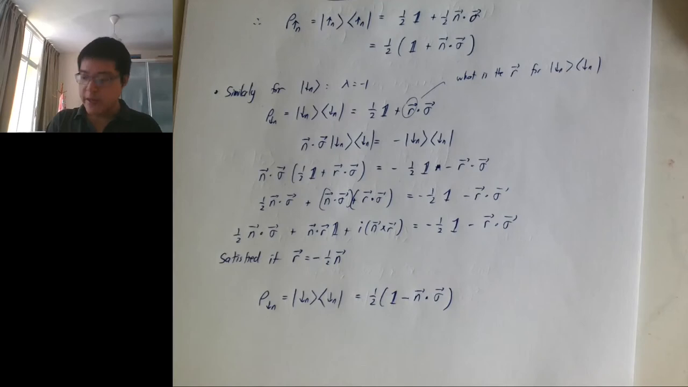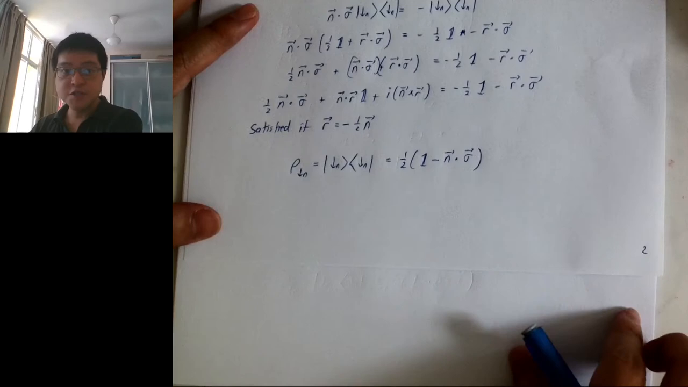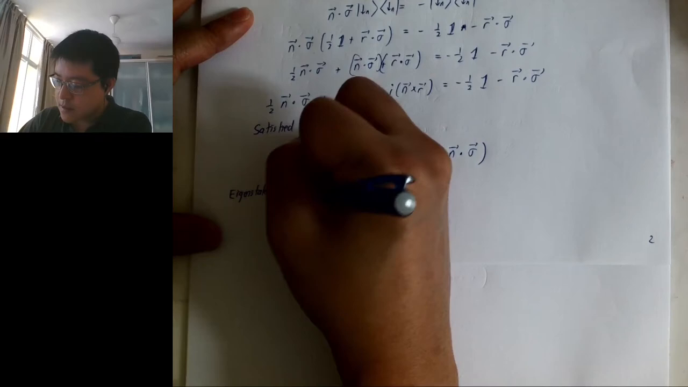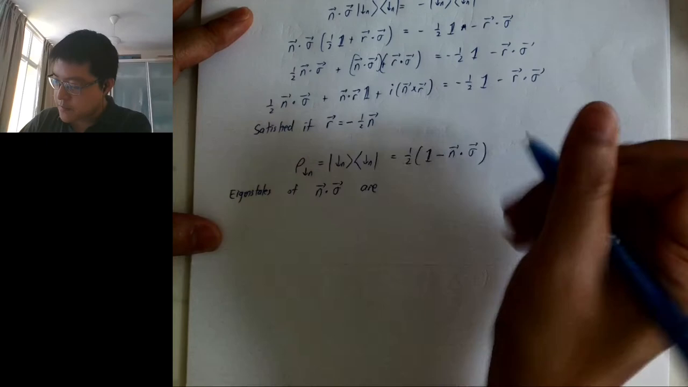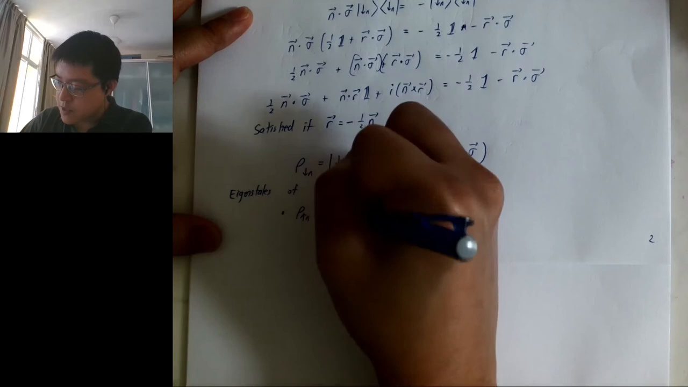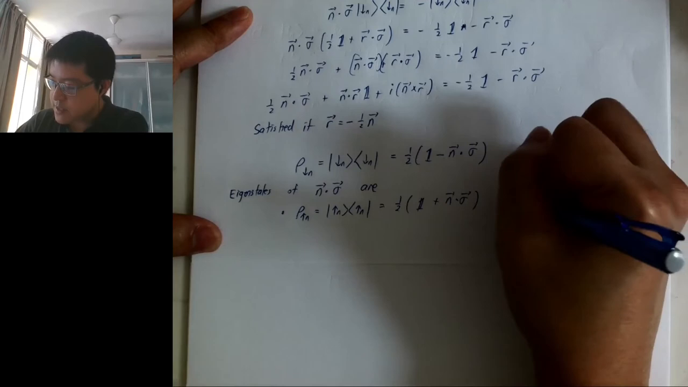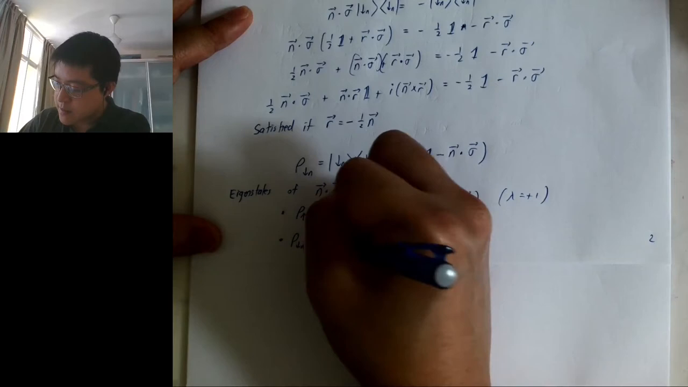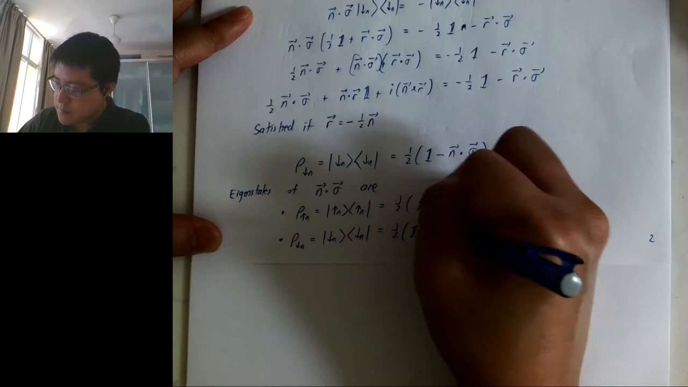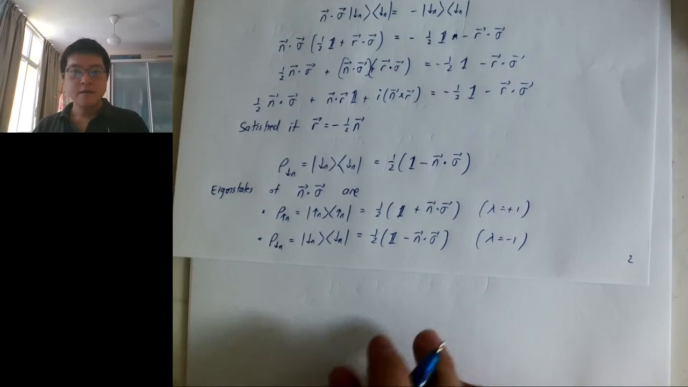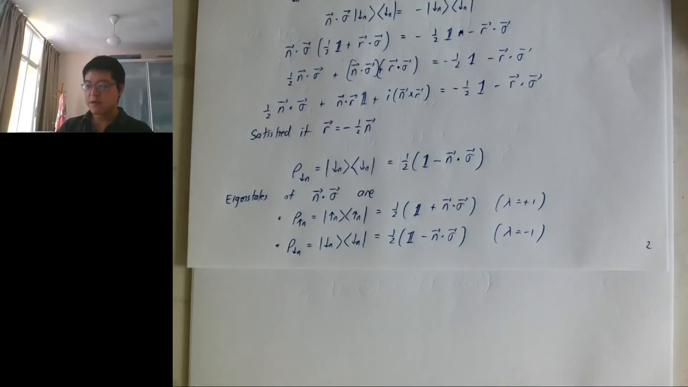So the conclusion is that the eigenstates of this are rho up n, which is half I plus n dot sigma, right? So this is the eigenvalue of plus one. And then for down n it is taking this form, right? So this is the eigenvalue minus one. Okay, so I think we have almost solved the Stern-Gerlach experiment for whatever axis and basis that you want to measure already.